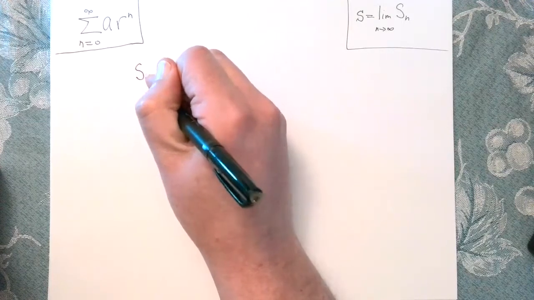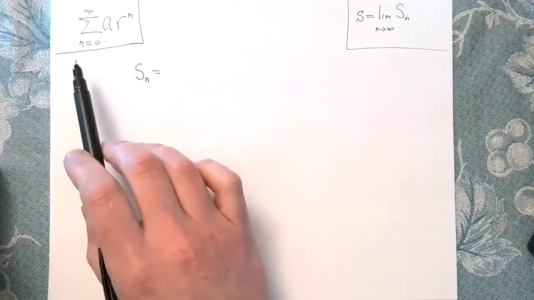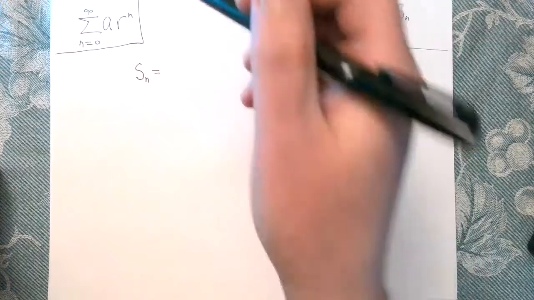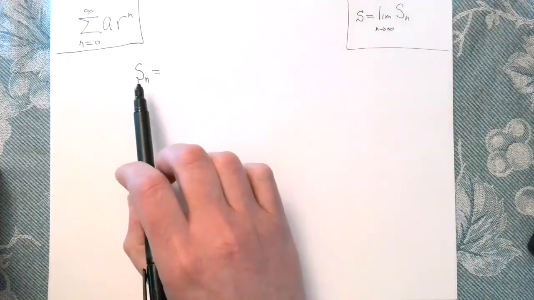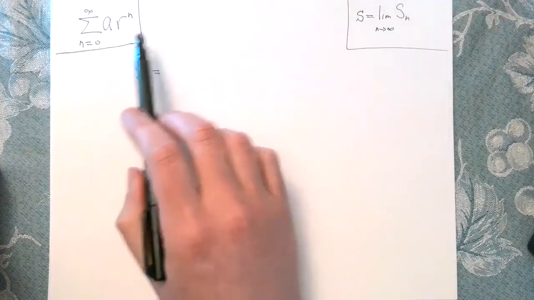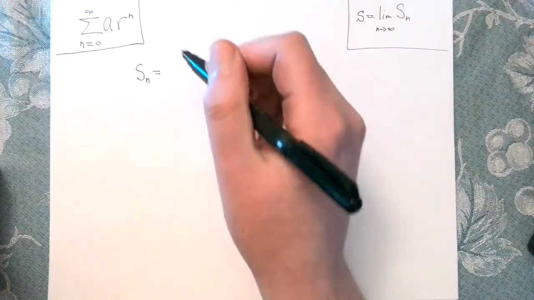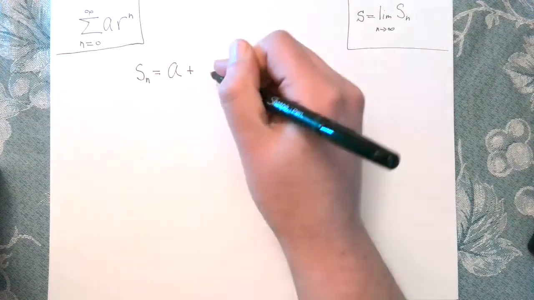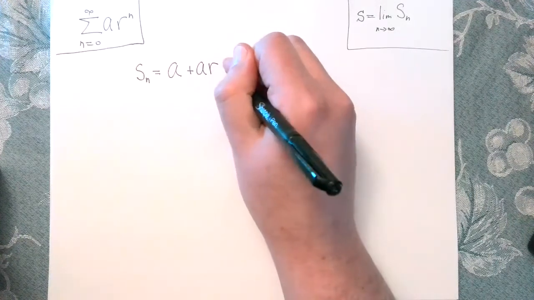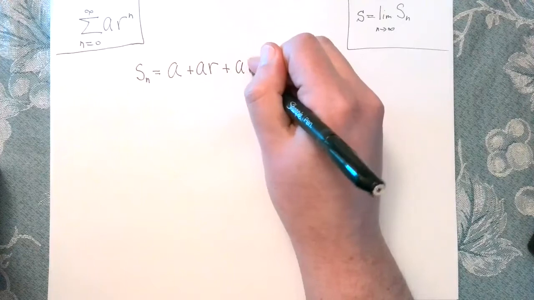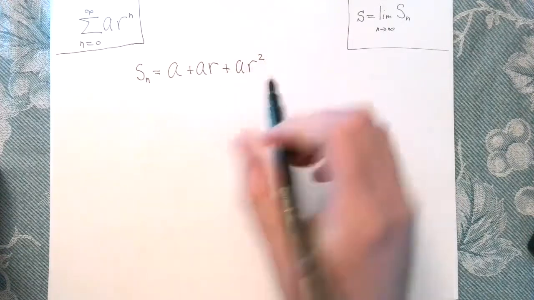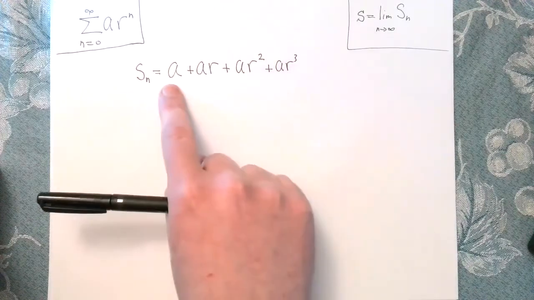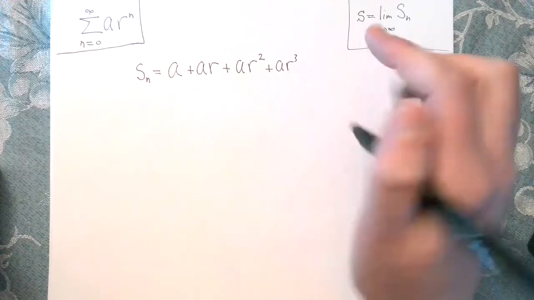So S sub n is going to require us to plug in 0, and then add, plug in 1, add, plug in 2, etc. But we only want the first n terms, and we're going to keep in mind that we're starting at 0. If I plug in 0 for n, that's going to be a times r to the 0. That's exactly a. Now I plug 1 in for n, so that'll be a times r to the 1. Then I plug in 2 for n. So maybe I'll plug in 3 for n. Right now I have the first 4 terms. Now the first 4 terms stops here.